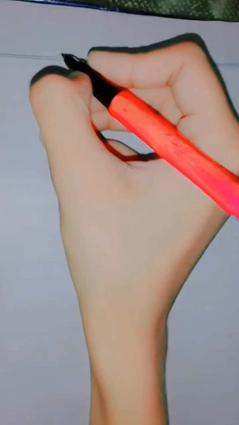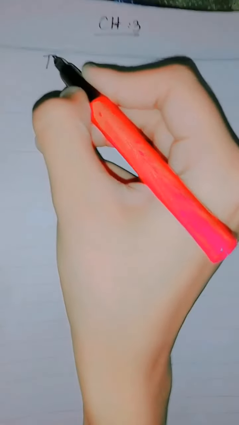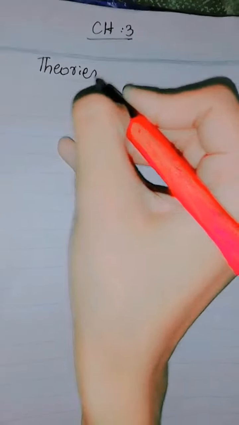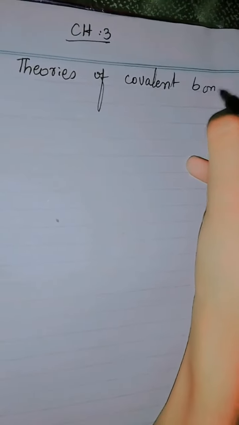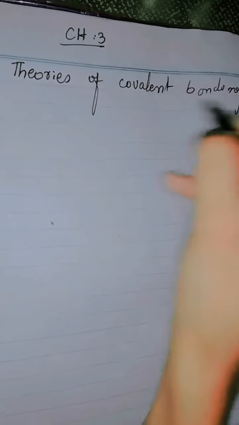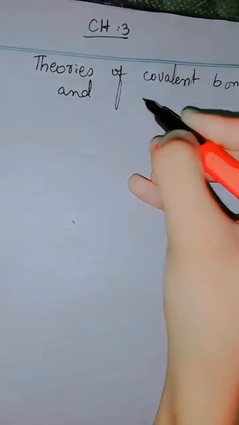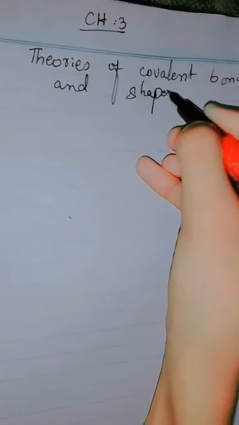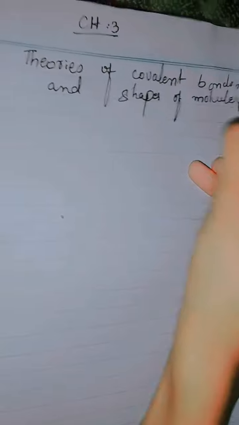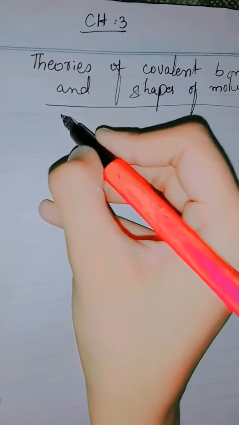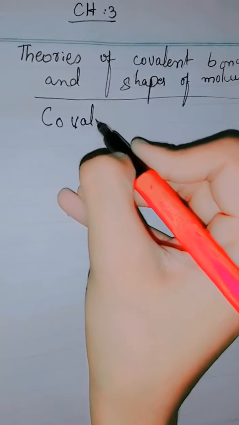Starting a new chapter, that is chapter number 3, theories of covalent bonding and the shapes of molecules. Starting the introduction of covalent bond.